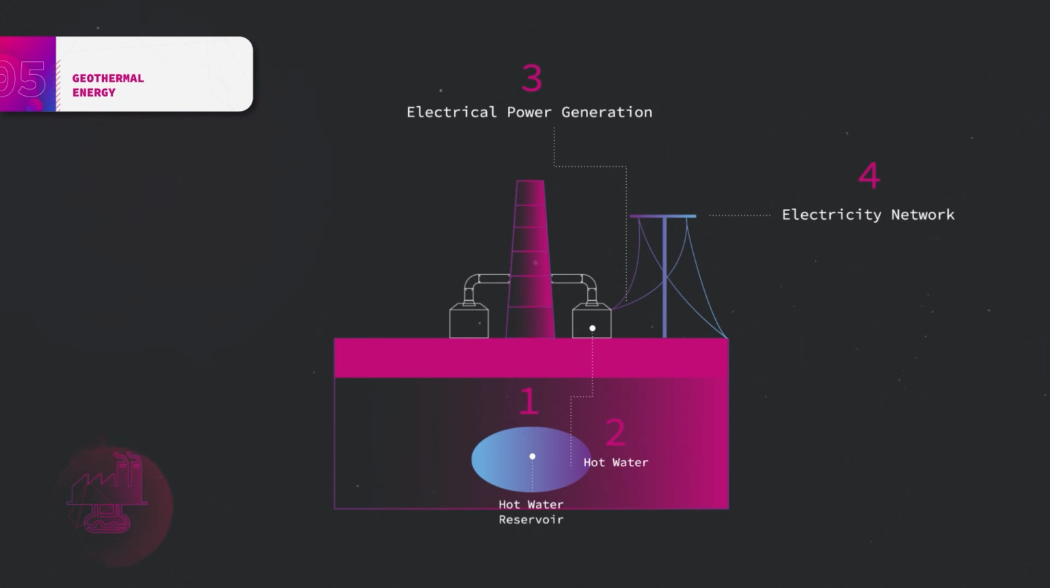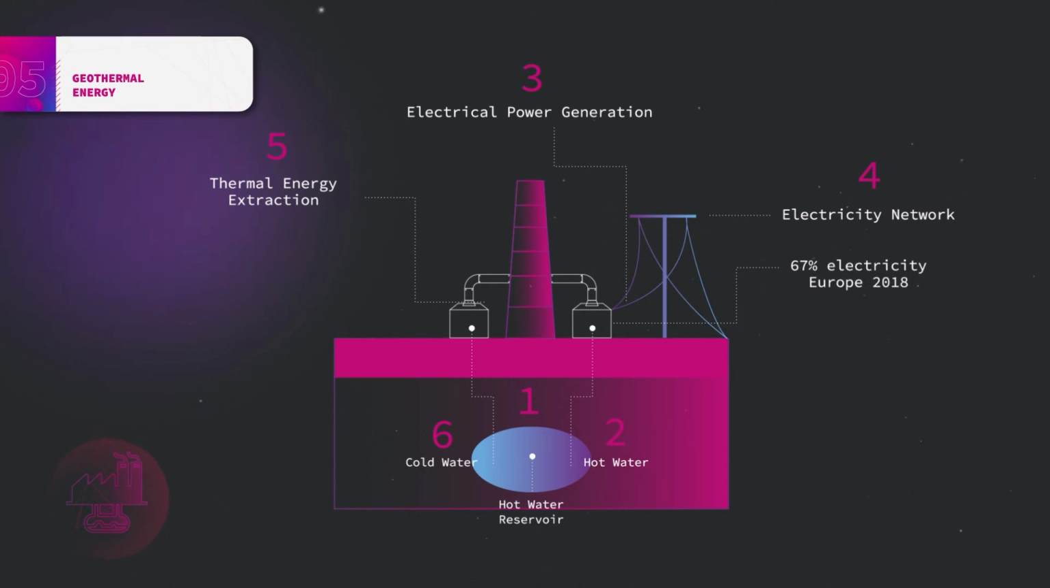The residual thermal energy can then be used for heating purposes, and the remaining fluid is fed back to the reservoir. In 2018, 67% of the total geothermal energy in Europe was used as electricity. 33% were used for heating purposes.